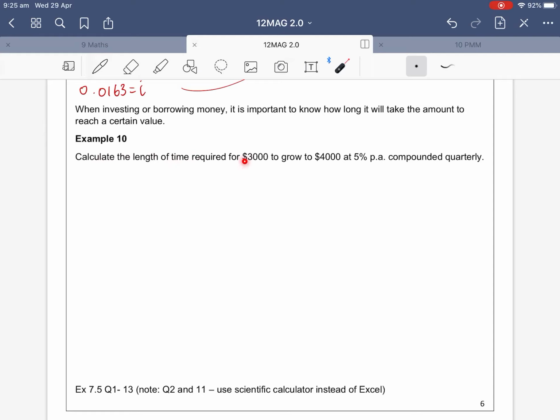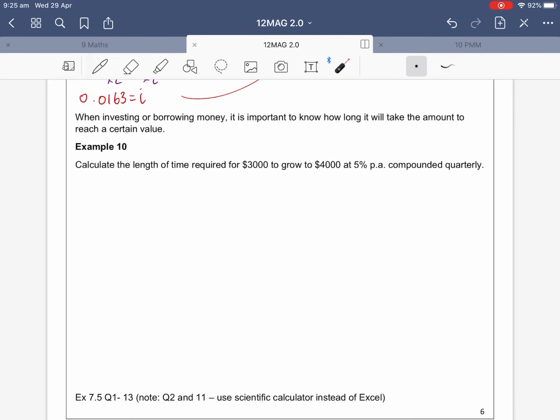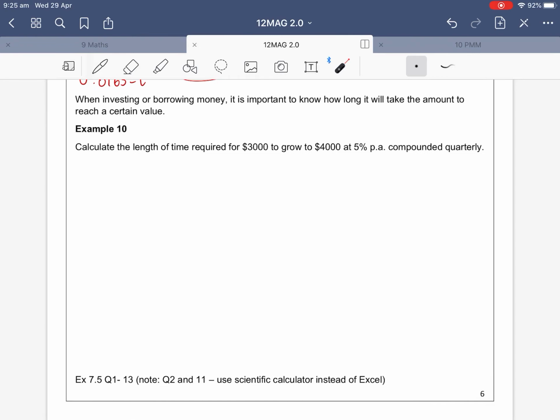The next example we have here is we're actually calculating the length of time required for $3,000 to grow to $4,000 at 5% per annum compounded quarterly. So this is a little bit different. We're now going to be looking for n. So we know A, P, and i, looking for n. So we have our famous trial and error coming back to haunt us here.